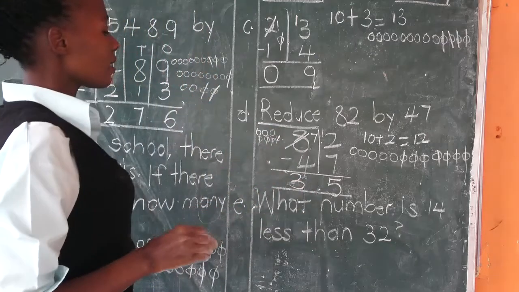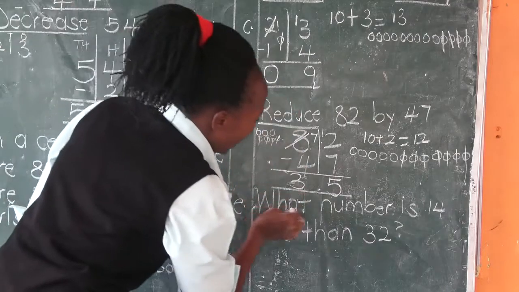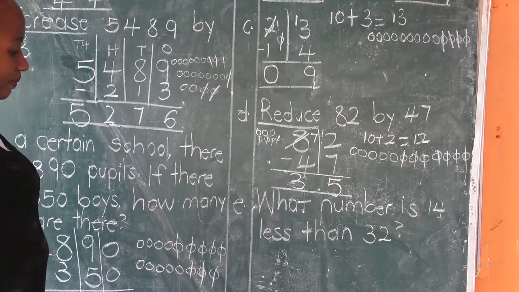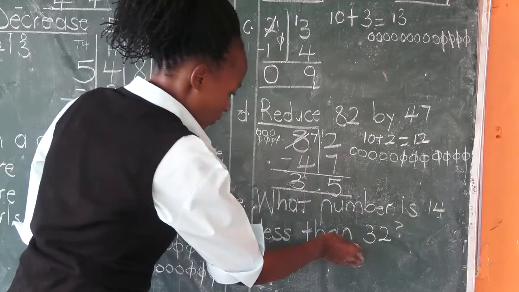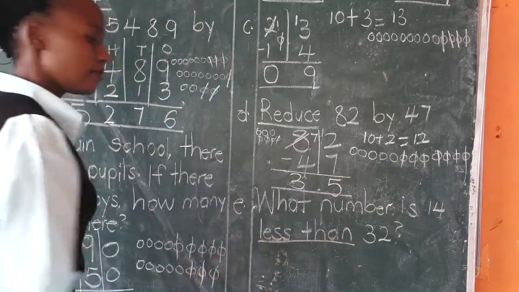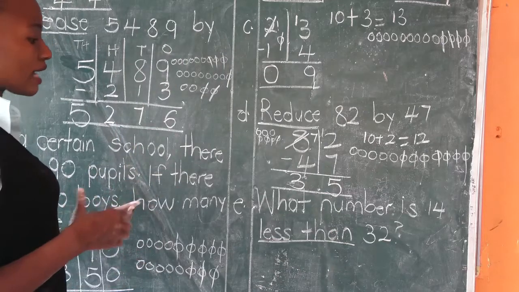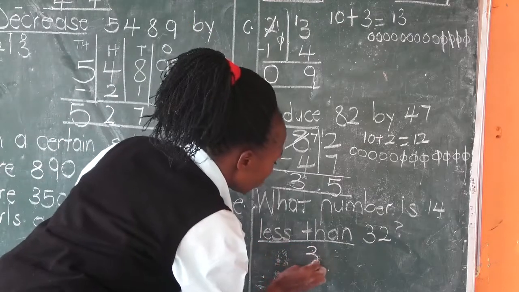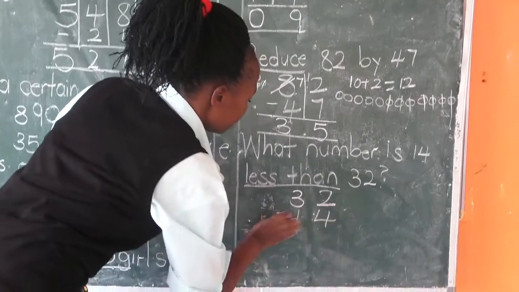You remained with 3. Then you have, what number is 14 less than 32? Remember we talked of this, less than, as our keyword, and it means decrease, reduce, subtract, take away. They mean the same. Now we are going to get 32, take away 14.